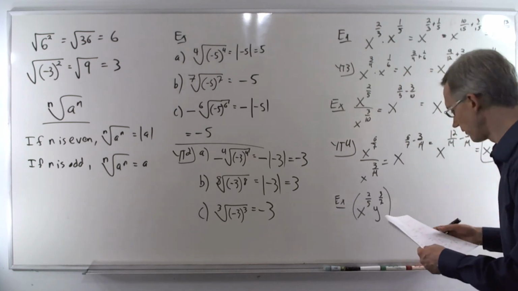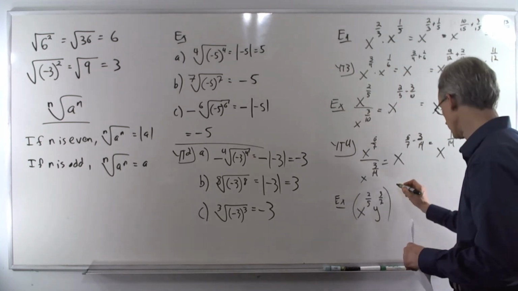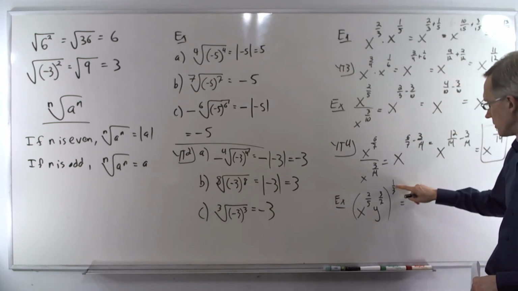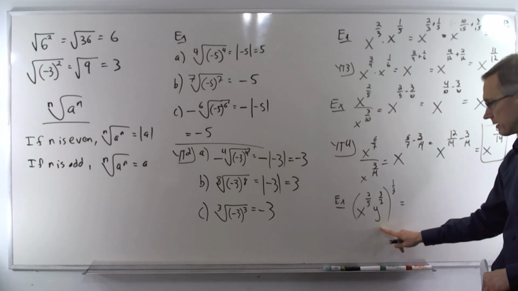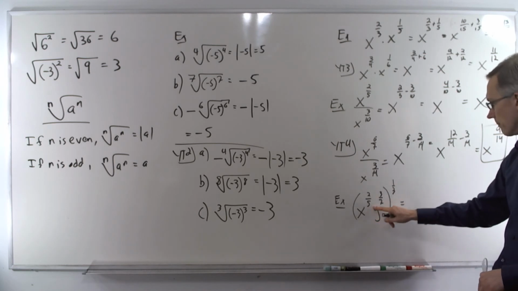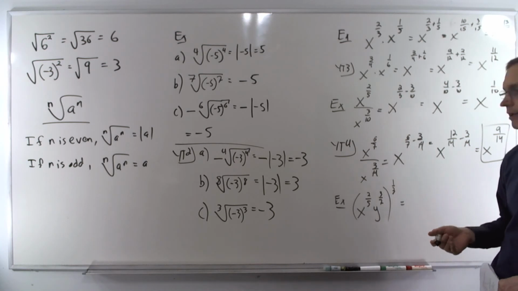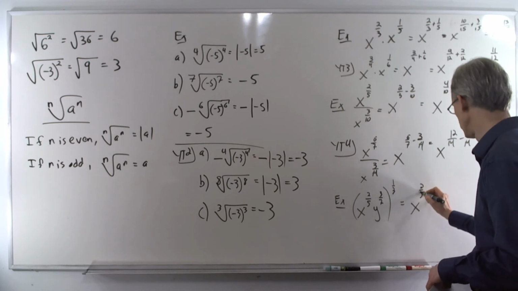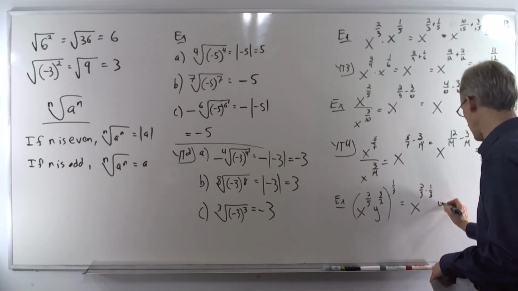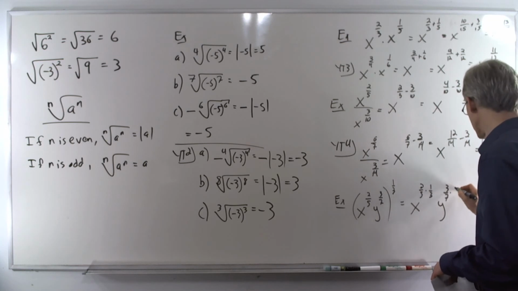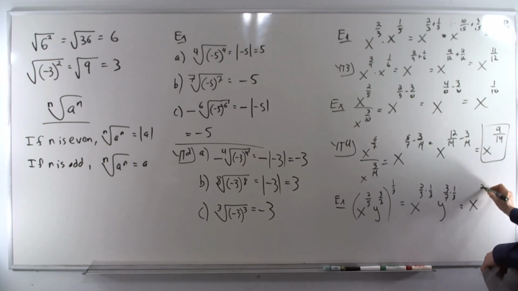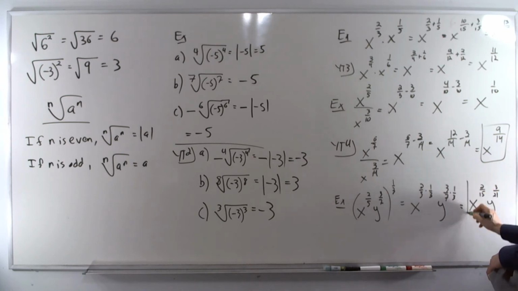Next example, we have x to the 2/5 times y to the 3/7, all to the 1/3 power. So recalling our properties of exponents, we are going to apply the exponent to all bases inside the parentheses. We'll apply it here and here. We're doing power to a power. That means we have to multiply the exponents. So this gives us x to the 2/5 times 1/3 and y to the 3/7 times 1/3. Multiplying those out, we get x to the 2/15 and y to the 3/21.